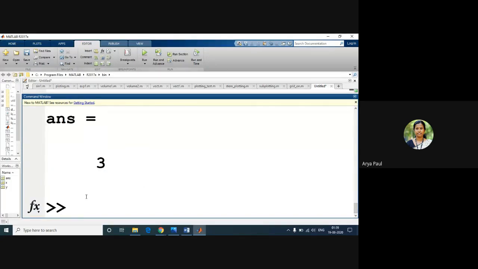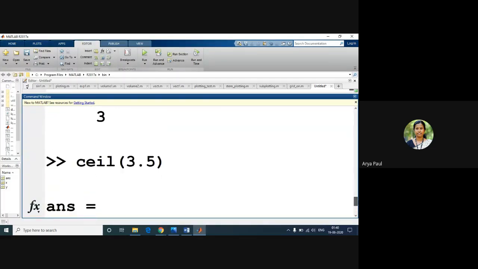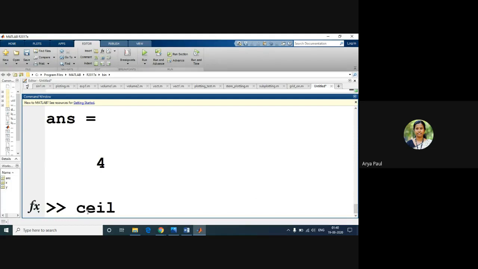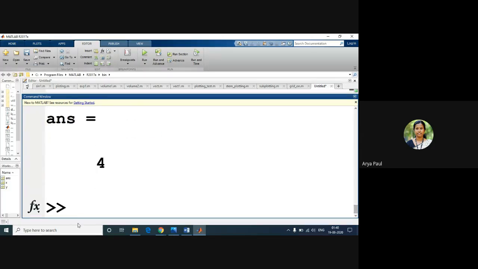Next, I will deal with another function, ceil. Ceil of 3.5. The answer will be 4. It is rounding to the highest integer, the nearest highest value. Ceil of 3.5 will be 4. Similarly, ceil of 3.2 will be 4. It is taking the highest value.